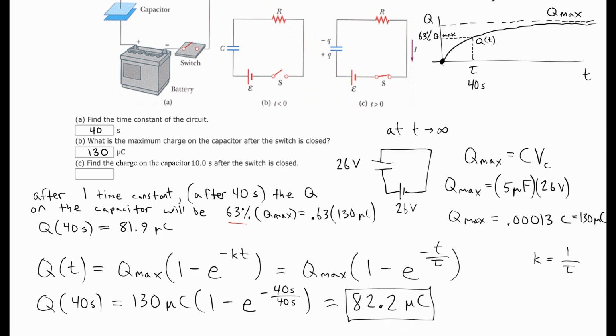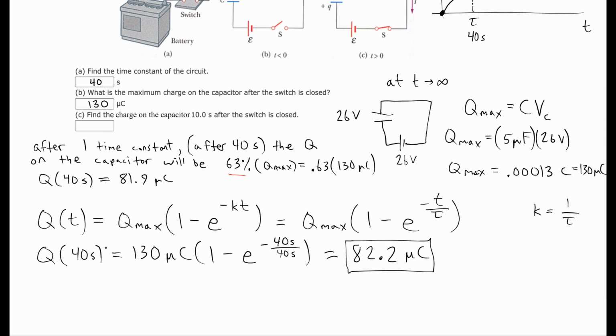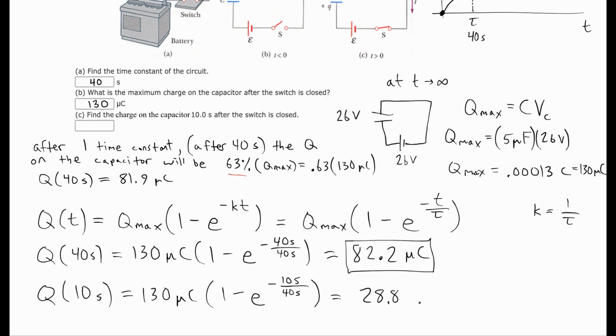All right, last thing I would do now is to answer their actual question. I want to plug in 10 seconds. Okay, so the little t is how much time has elapsed. Tau is our time constant of 40 seconds, R times C. I'm getting 28.8 microcoulombs.